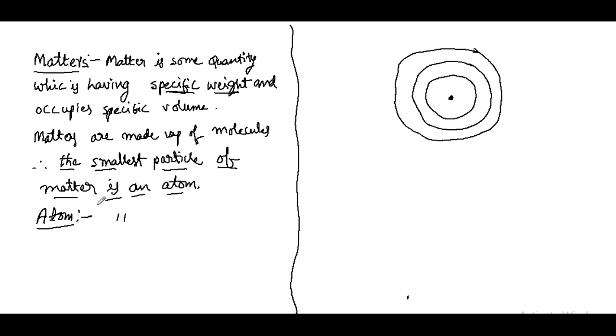So atom is the smallest particle of matter, and within this atom there are positive charge and negative charge. Internally it has two charges, positive and negative, both equal. The nucleus consists of positive charge. The protons are defined within the nucleus. Or we can write one point here: the nucleus consists of protons, so the charge of the nucleus is positive, and the charge of the electron is negative.